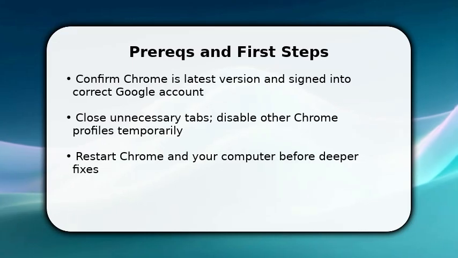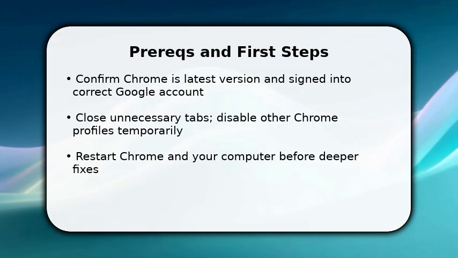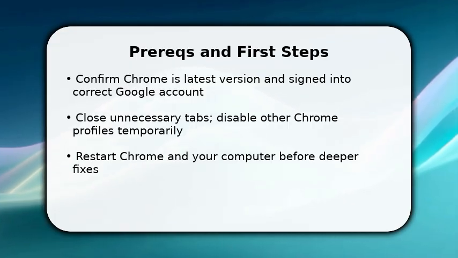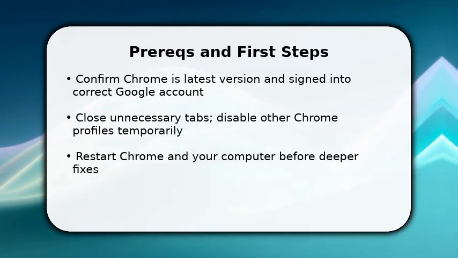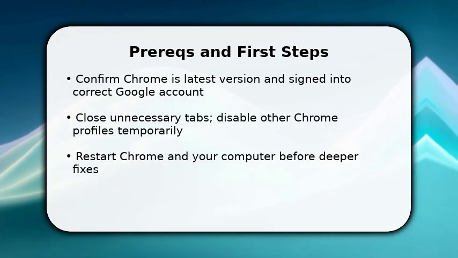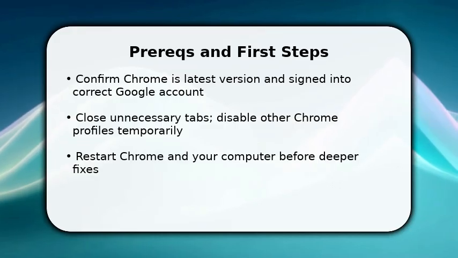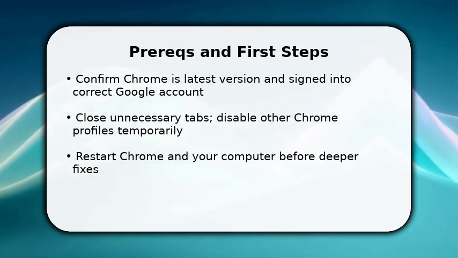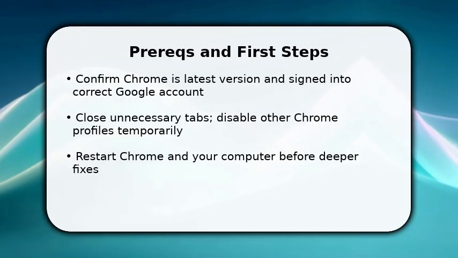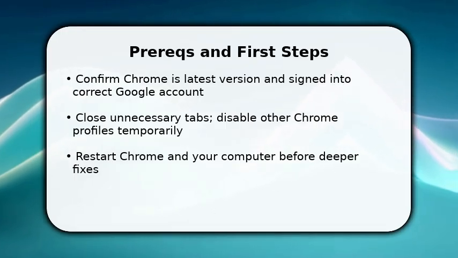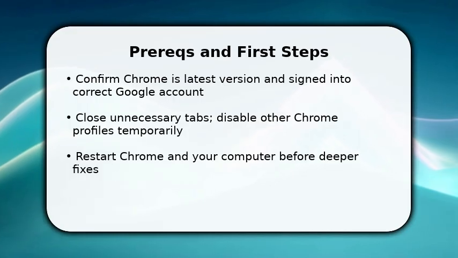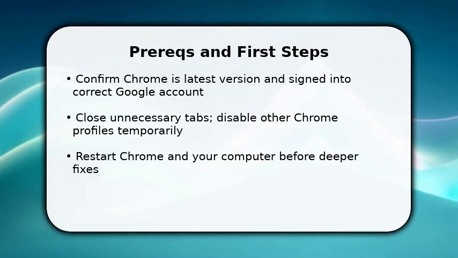Enjoy the video. You start by making sure Chrome is up to date and you're signed into the YouTube account that owns the channel. Once done, close extra tabs and other Chrome profiles so extensions and memory aren't interfering. Next, restart Chrome and then reboot your computer to clear transient issues. This gets you past the common startup blockers quickly and primes the browser for the more detailed troubleshooting that follows, so you don't waste time chasing temporary glitches.